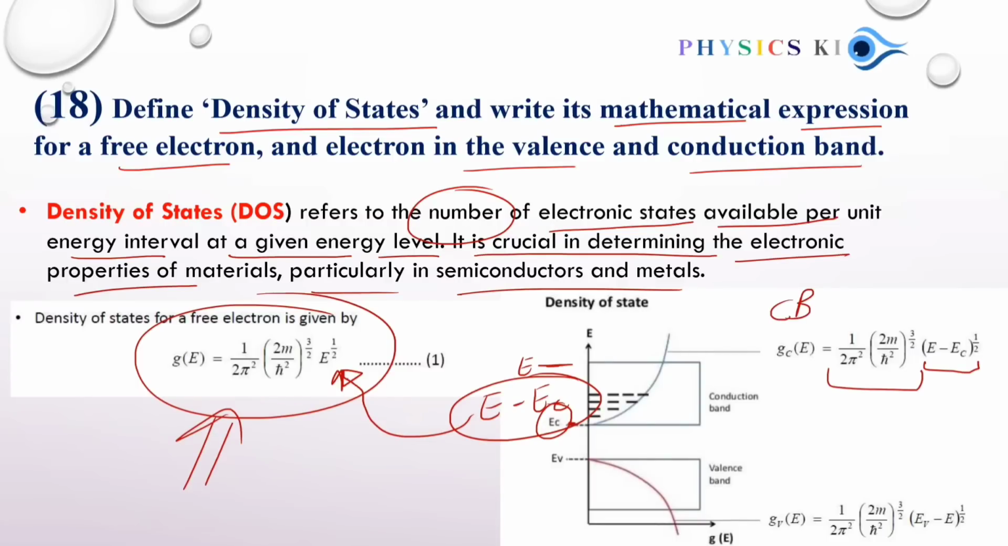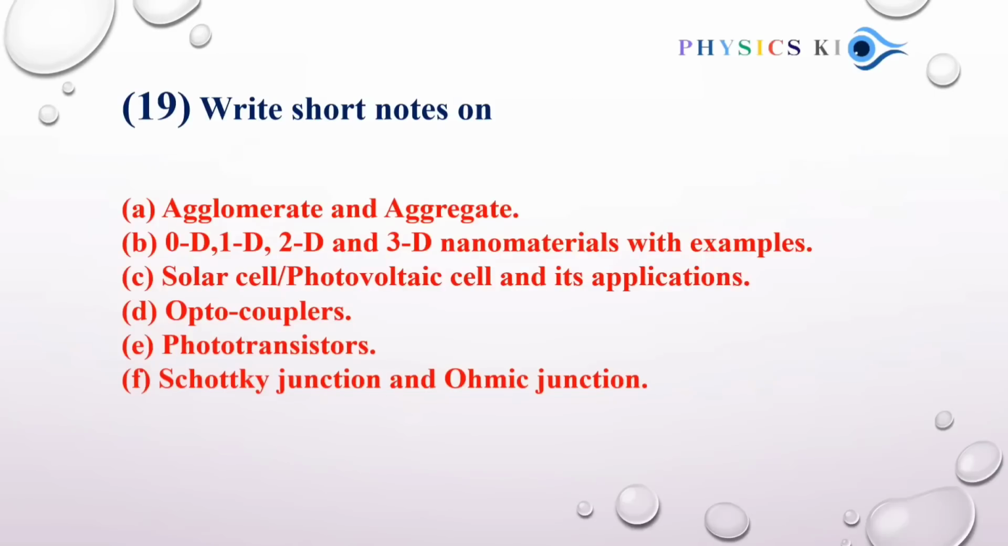And what is it for the valence band? This is Ev and again this is E. So it becomes Ev minus E. Just replace E with Ev minus E. That is for the valence band, and this is for the conduction band. All equations are the same. Just remember only this equation and replace the energy value. Very simple.